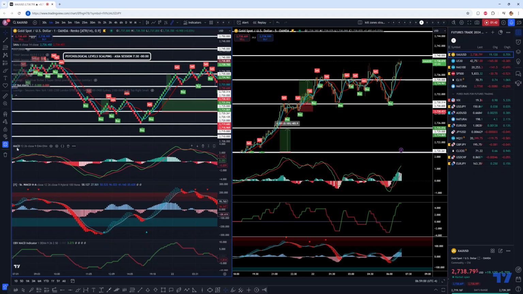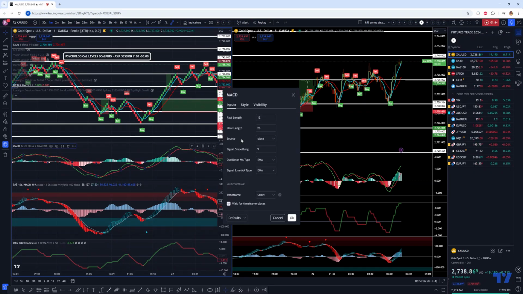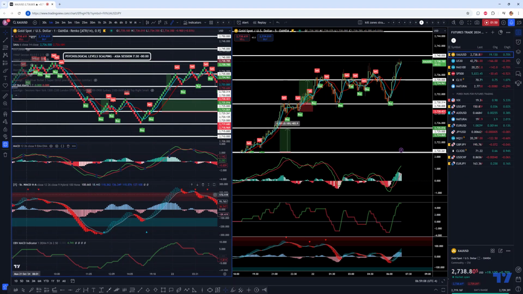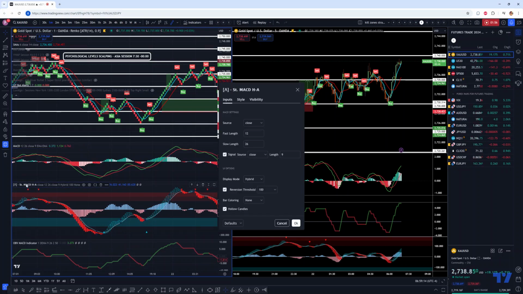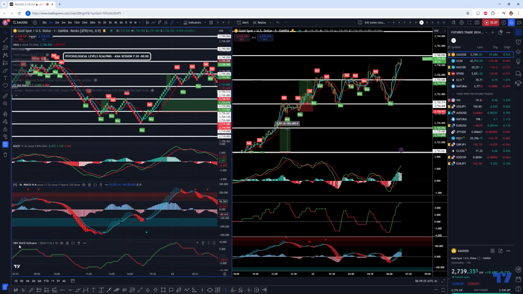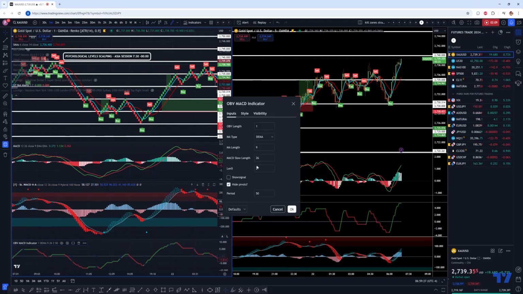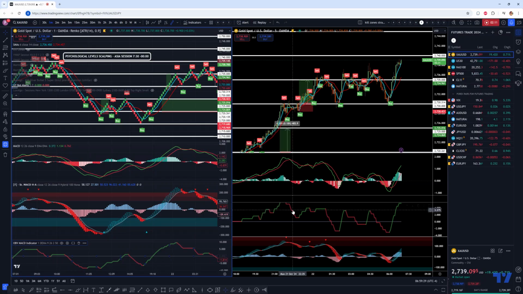Then after that, I have my MACD. This is my setup on my MACD. I have not changed anything there. Then after that, I have the Saint MACD 2. This one right here is what to look for, and this is the setup that I have for it. I've not changed anything over it. Then I have the OBV, and this is what it looks like.